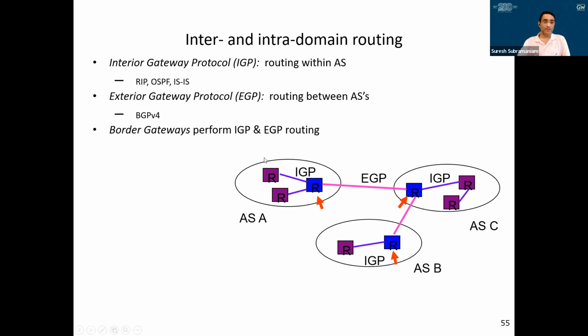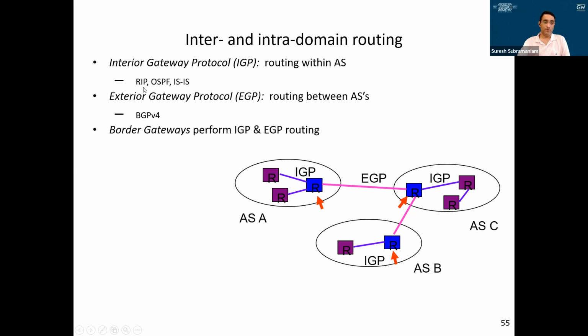So I already mentioned this earlier, but I won't go into more details here. I talked about interior gateway protocol and exterior gateway protocol. Interior gateway protocol is a routing protocol that is used within an autonomous system like this. Okay, so this is an autonomous system. Three autonomous systems are shown here. A routing protocol that is within each of these is called an interior gateway protocol.